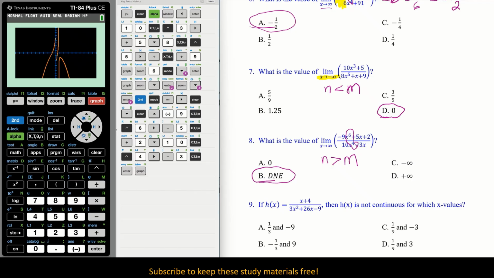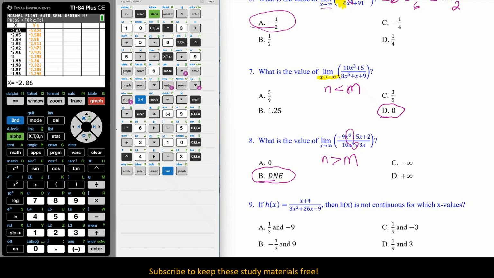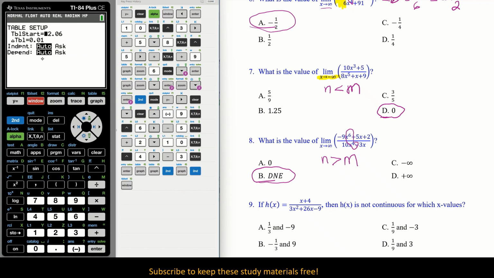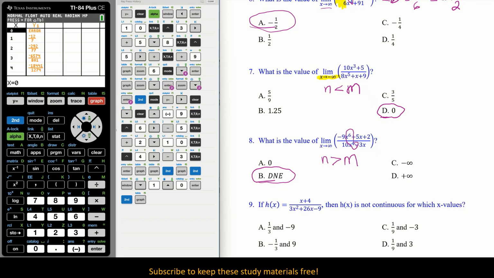I see a lot of things going on. Let's go second graph so I can get the table. And we can reset second window, table set. Let's get this back to, let's try 1, and let's go to 0. Okay, second graph.